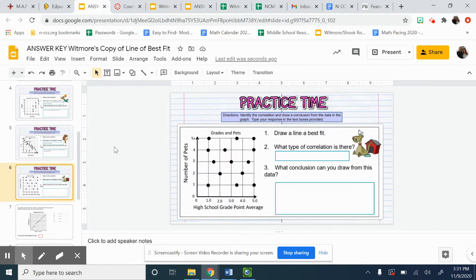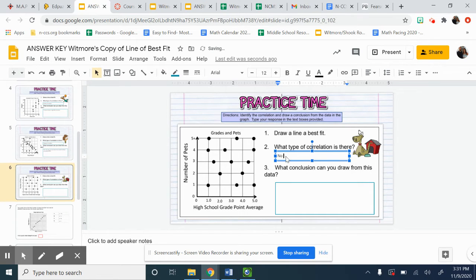So let's look at this one. Draw a line of best fit. This is about grades and pets. This graph is like confetti, like I told you about last week. When it looks like confetti and the data points are all over the graph, there is no correlation. You cannot draw a line of best fit for that. So what type of correlation is that? There is no correlation. And what can we decide from that?